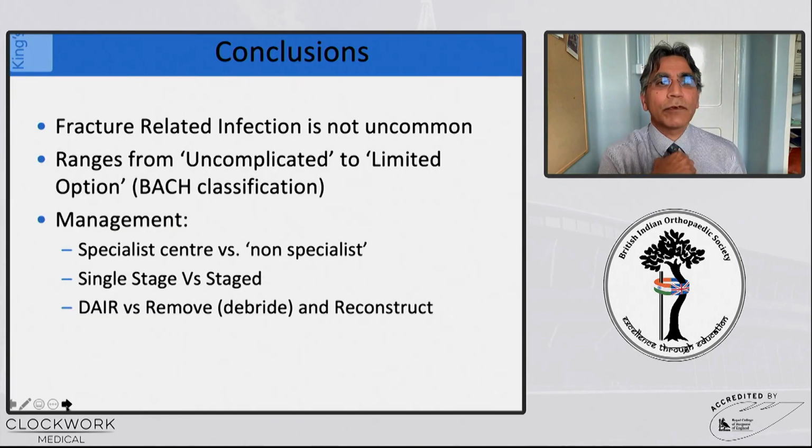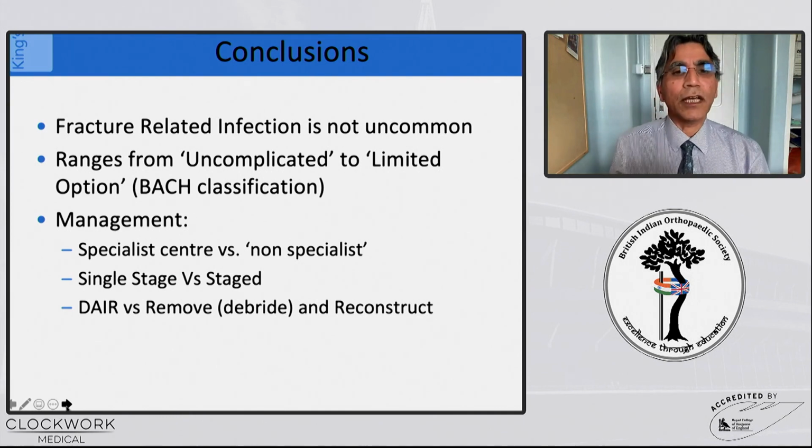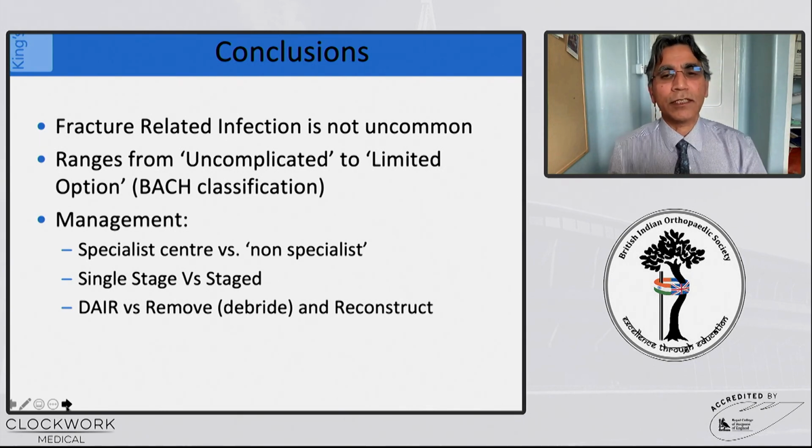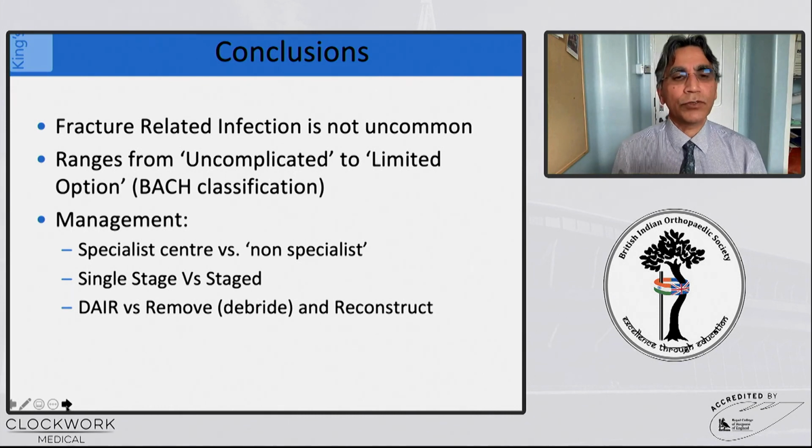So in a quick wrap up, fracture-related infection ranges from uncomplicated to very complicated, and the BACH classification clearly outlines this at the very beginning. So you can advise the patient, create all resources, and maybe decide on an early amputation or something along those lines. So try and get access to specialist centers if you're not in a specialist center. I have a liaison service, and it can be a single-stage or two-stage procedure. Thank you very much.